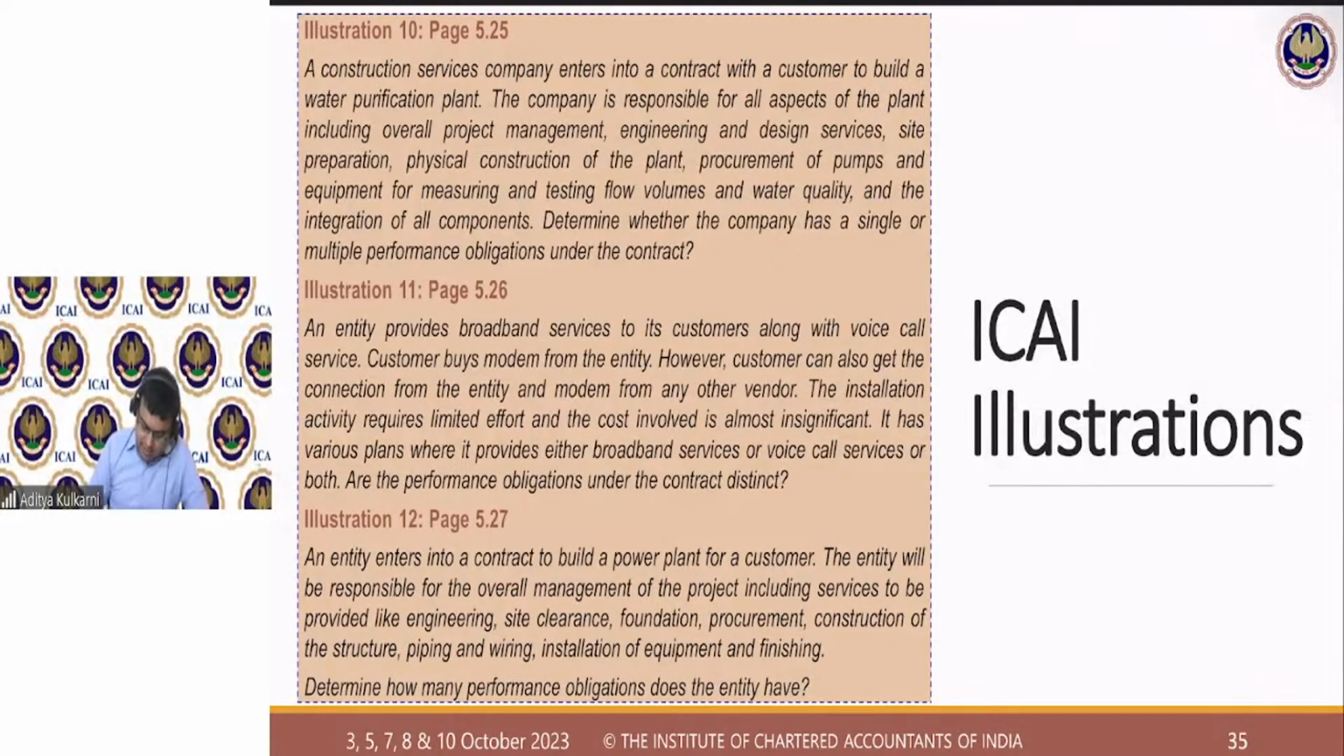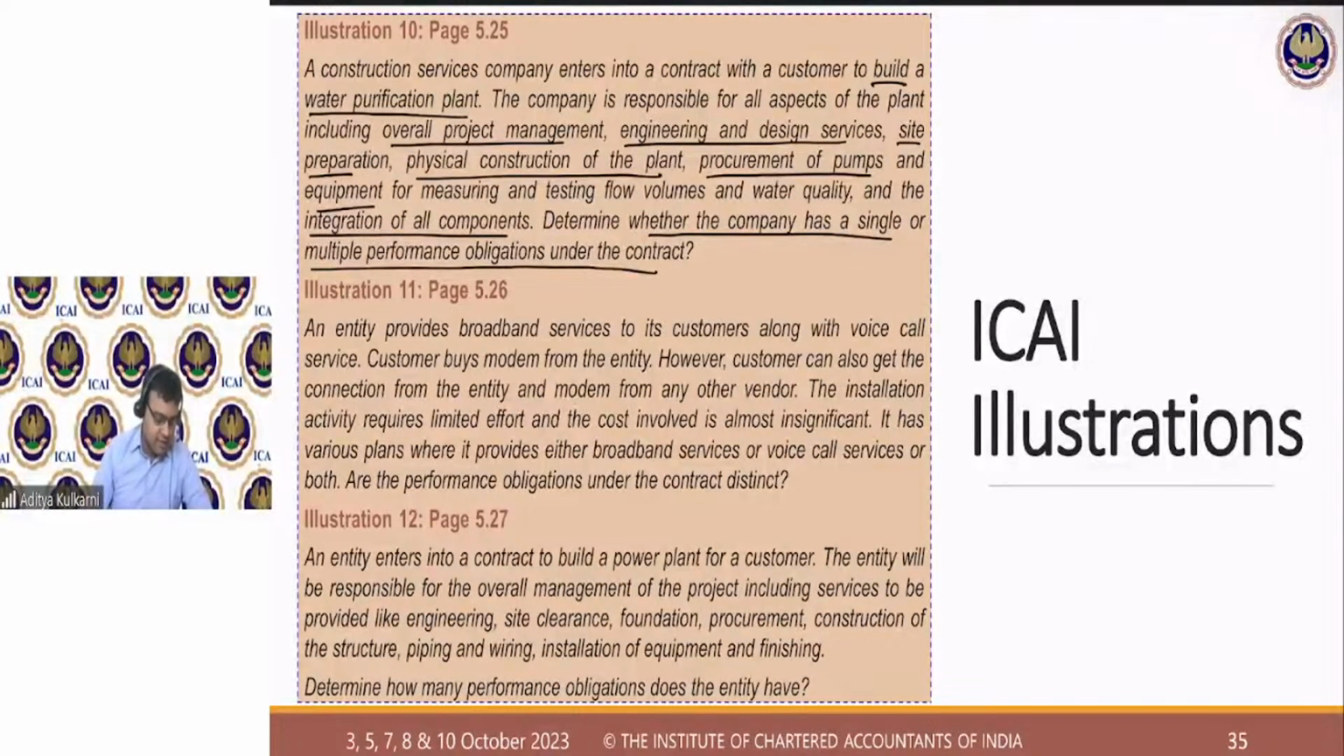Illustration 10. A construction services company enters into a contract with a customer to build a water purification plant. The company is responsible for all aspects of the plant, including overall project management, engineering and design services, site preparation, physical construction of the plant, procurement of pumps and equipment for measuring and testing flow volumes and water quality, and integration of all components. Determine whether the company has a single or multiple performance obligations under the contract.